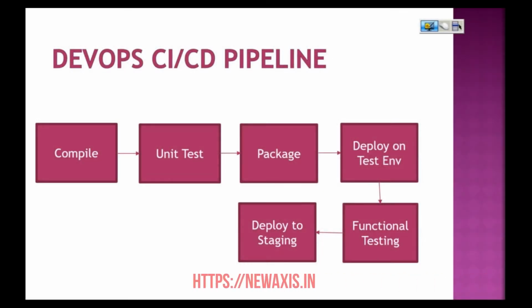This is the delivery pipeline we are going to create. The first job in our delivery pipeline is the compile job. The second job is the unit test job. The third job is the package job. We have already discussed what each job does, and now let us discuss how we should create them on Jenkins.